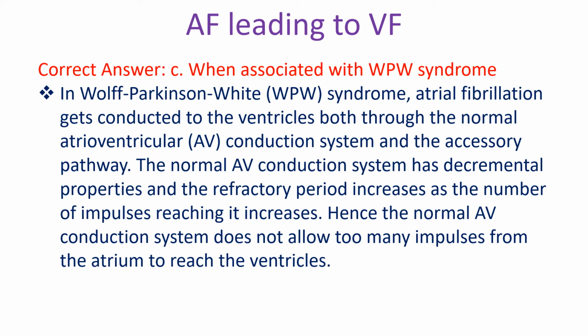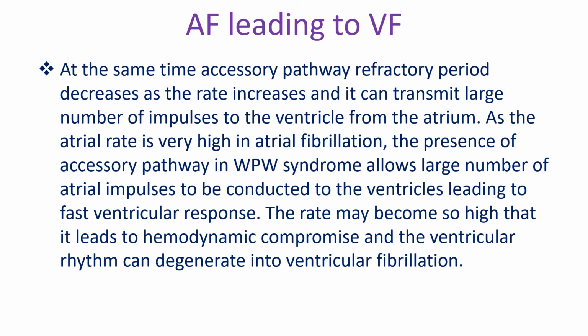In Wolff-Parkinson-White syndrome, atrial fibrillation gets conducted to the ventricles both through the normal atrioventricular conduction system and the accessory pathway. The normal AV conduction system has decremental properties and the refractory period increases as the number of impulses reaching it increases. Hence, the normal AV conduction system does not allow too many impulses from the atrium to reach the ventricles. At the same time, accessory pathway refractory period decreases as the rate increases and it can transmit a large number of impulses to the ventricle from the atrium.